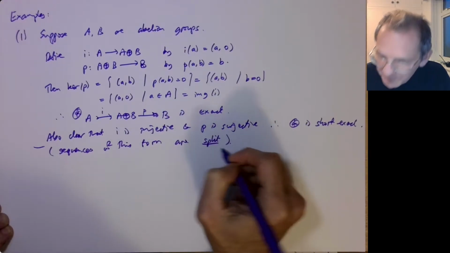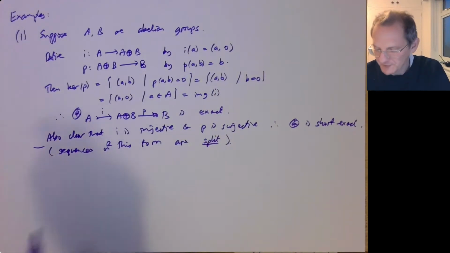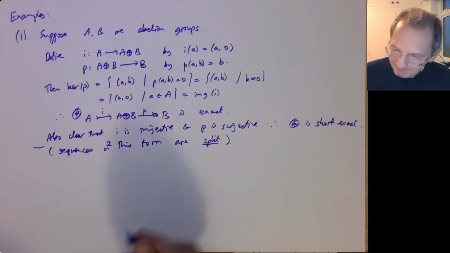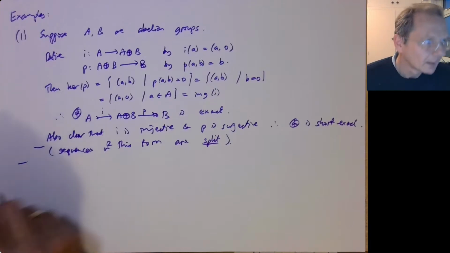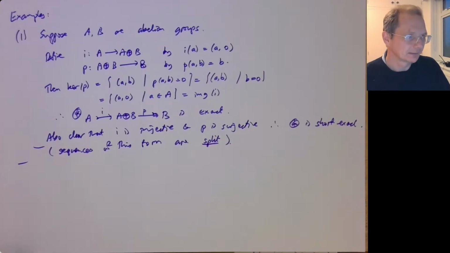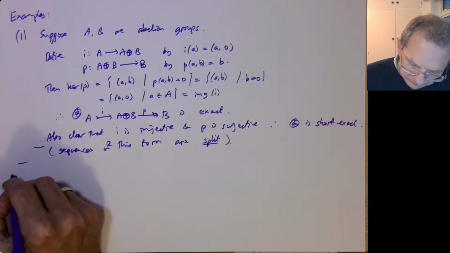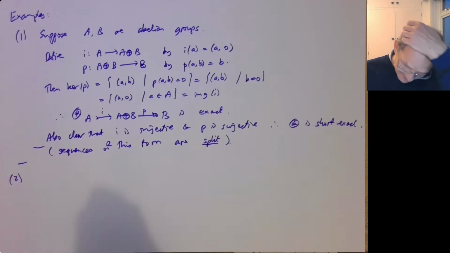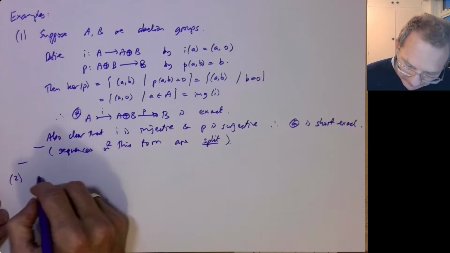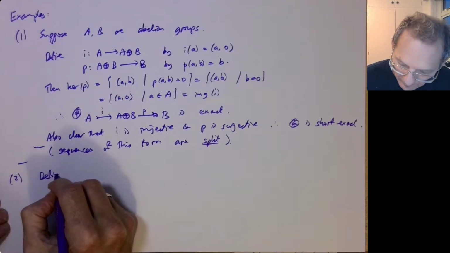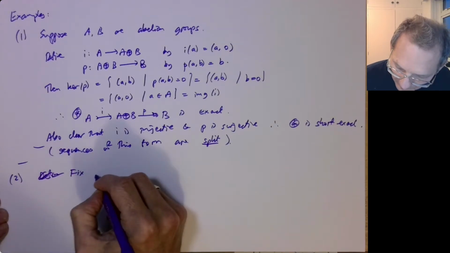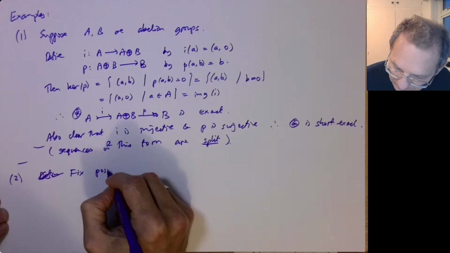Okay, so a sequence which occurs like this is called a split short exact sequence. But yeah, here's another one which isn't split. Okay, so let's fix a positive integer n.